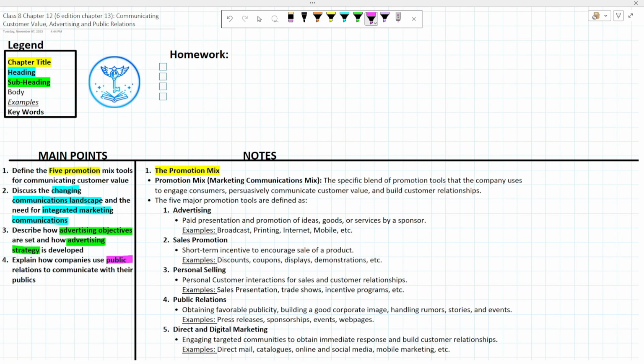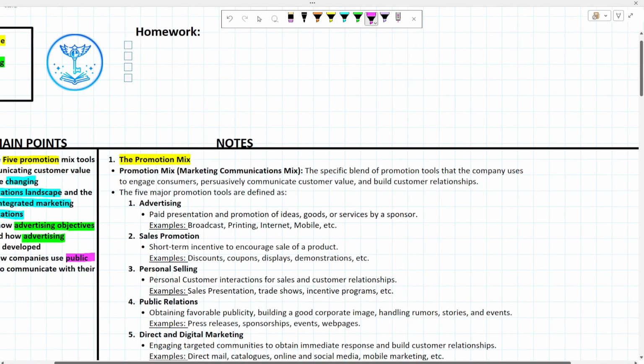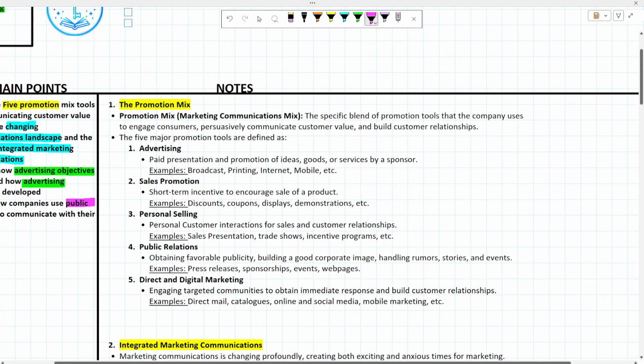Then four, explain how companies use public relations to communicate with their publics. So one, the promotion mix. The promotion mix, also called the marketing communication mix, is the specific blend of promotion tools that the company uses to engage consumers, persuasively communicate customer value, and build customer relationships. So let me highlight the key points here.